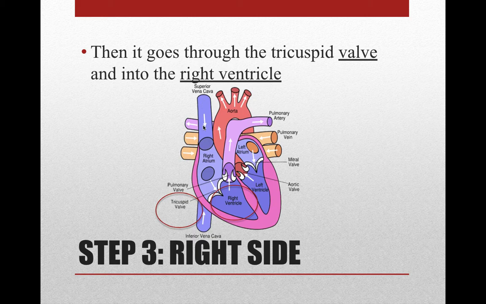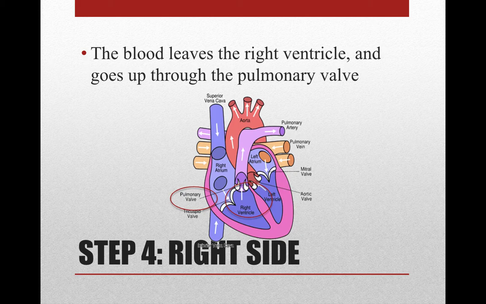This blood, all right here, does not have oxygen in it. It has carbon dioxide. Okay, so you'll need to know that this is all carbon dioxide filled blood, which means that it has come from your body. Okay, it's picked up the carbon dioxide and now it's going to try to get rid of it. So the next step is it's going to leave the right ventricle and it's going to go through the pulmonary valve.